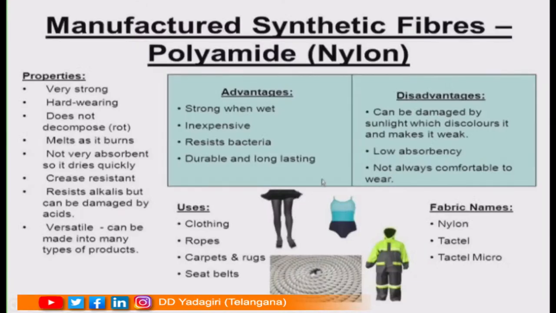In the last lesson, we studied nylon. Do you remember the properties of nylon? They are very strong, hard wearing, they do not decompose, they melt as they burn, and they are not very absorbent, so they dry quickly, and that is why we use nylon for making raincoats and umbrellas. They are crease resistant, resist alkalis, but can be damaged by acids.